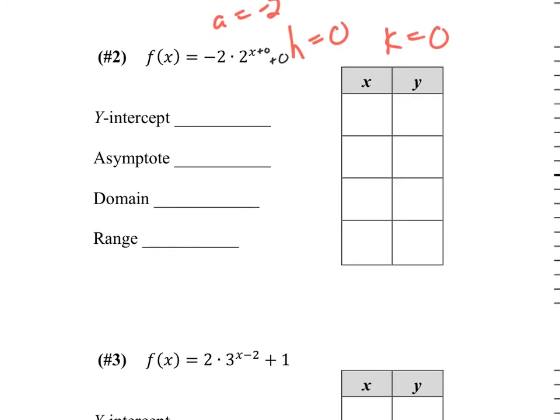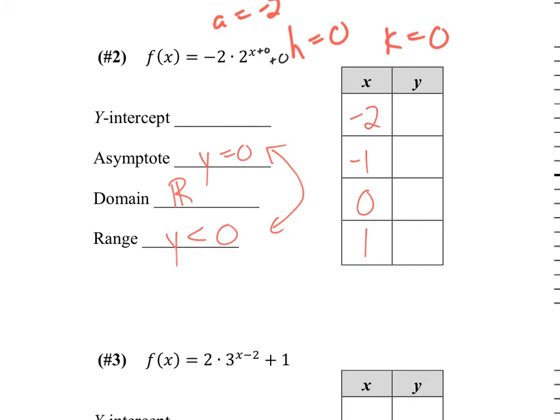Okay, so I would put in 0 somewhere in the middle. So 0, -1, -2, and then +1. The asymptote is always y equals k, so here it's y equals 0. We know the domain is always all real numbers. And if you look, this time a is negative. So our range is going to be y is less than k, so it's y is less than 0. Now I want to point one more thing out. The asymptote and the range will always have the same number because they're always going to go off of k.